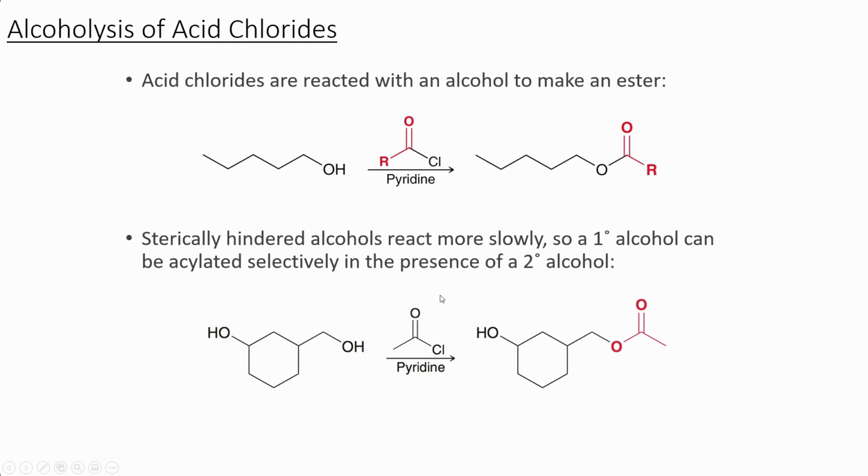We'll have a slight difference based on the substitution of the alcohol. So if we have a more sterically hindered alcohol versus a less sterically hindered alcohol, like a secondary alcohol versus a primary alcohol, the primary alcohol will react much more quickly because it's sterically accessible, and so we'll have selectivity, regioselectivity, to form the primary ester instead of forming the ester on the secondary alcohol.